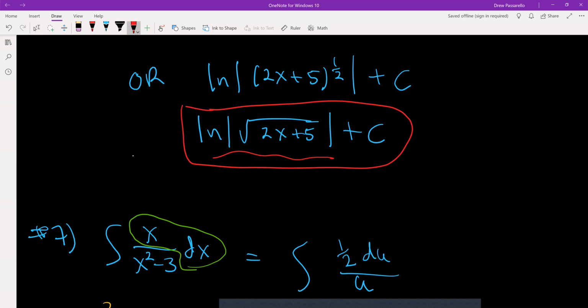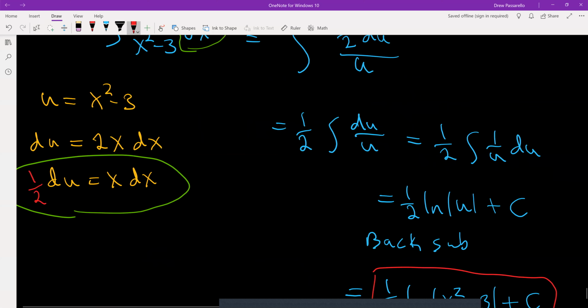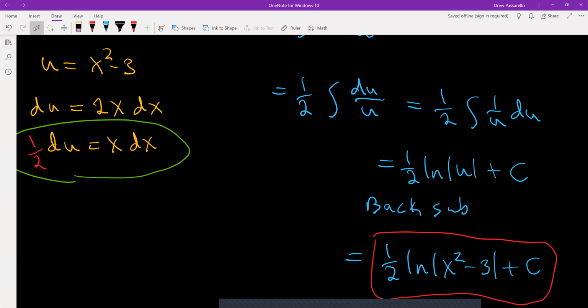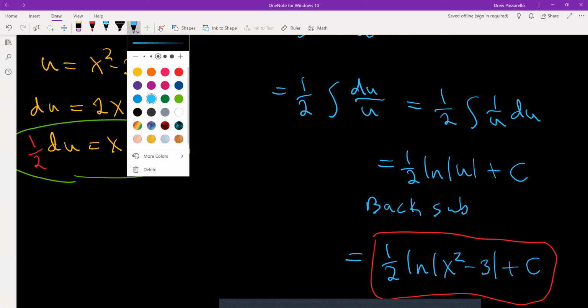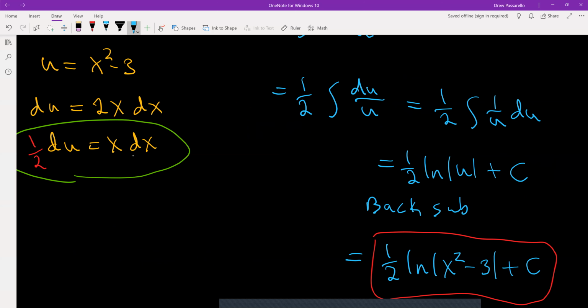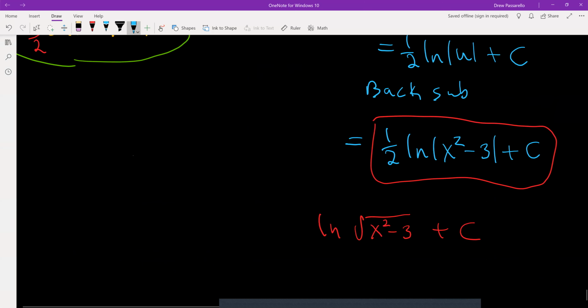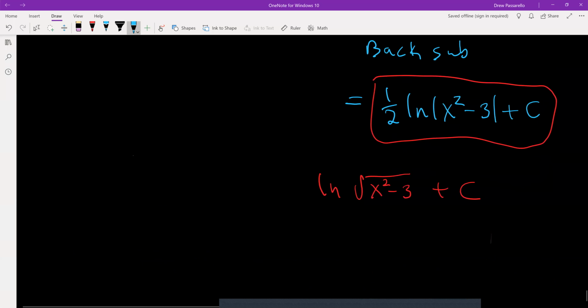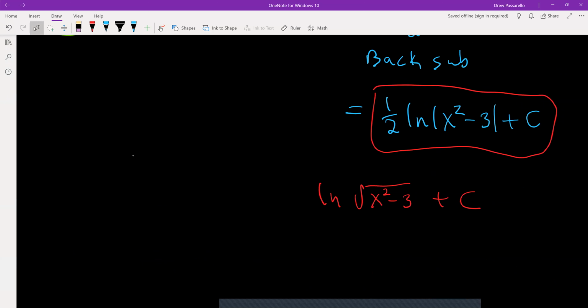Same thing for this. I could write it as just natural log of the square root of 2x plus 5, ignoring the absolute value, because again, it's just redundant. But it is not incorrect to keep the absolute value signs. I generally just keep the absolute value signs just to be extra careful. So either one of those is the answer.